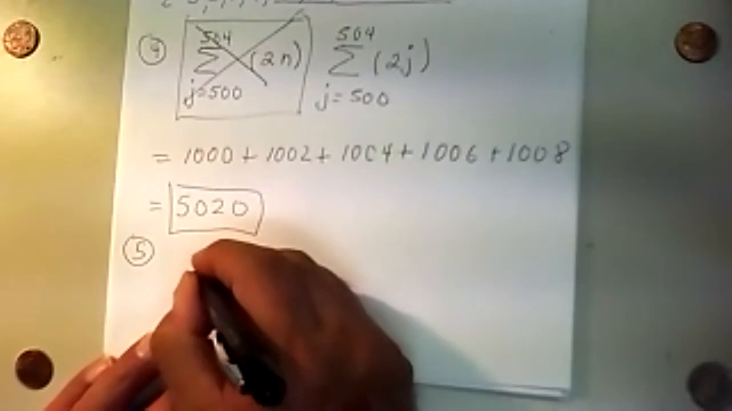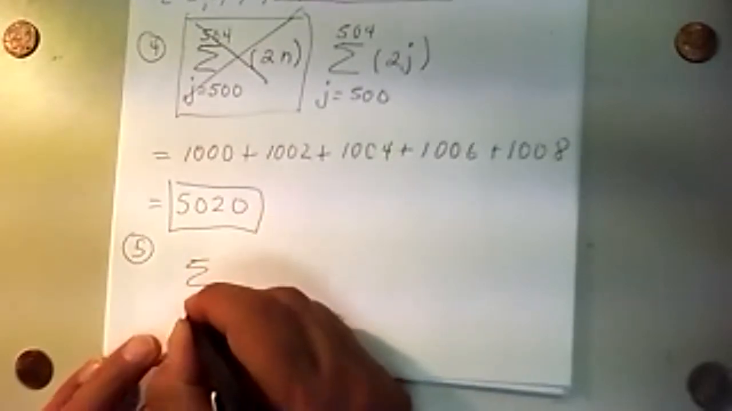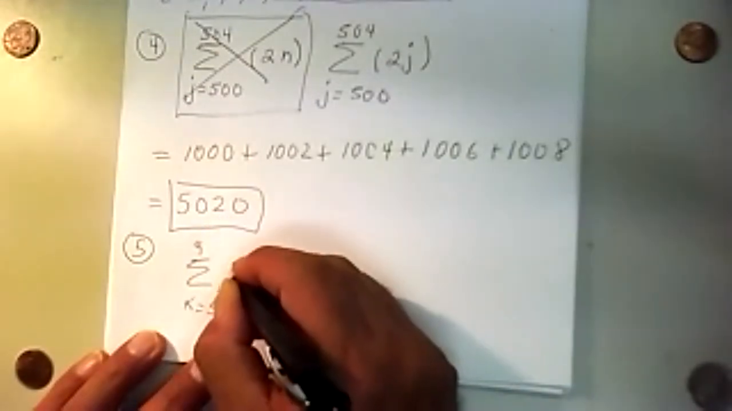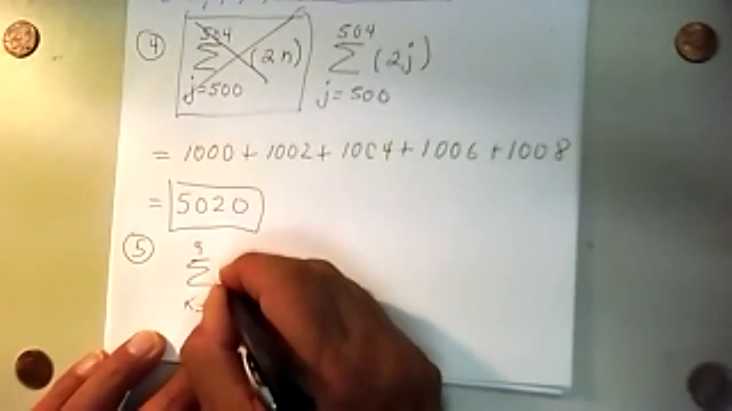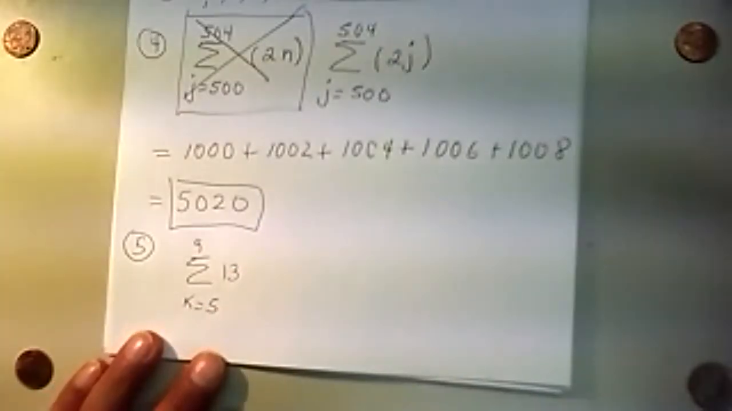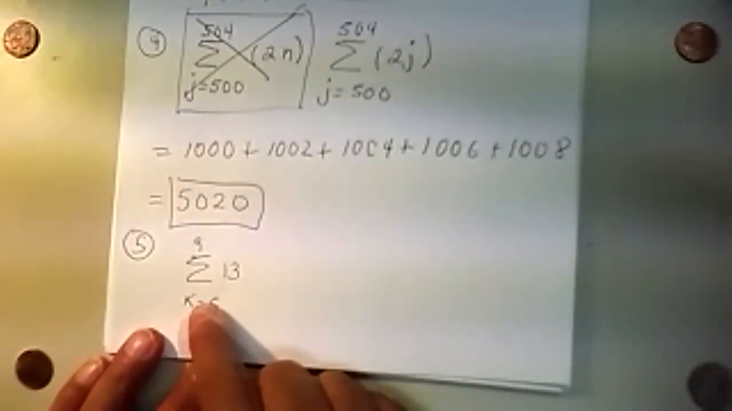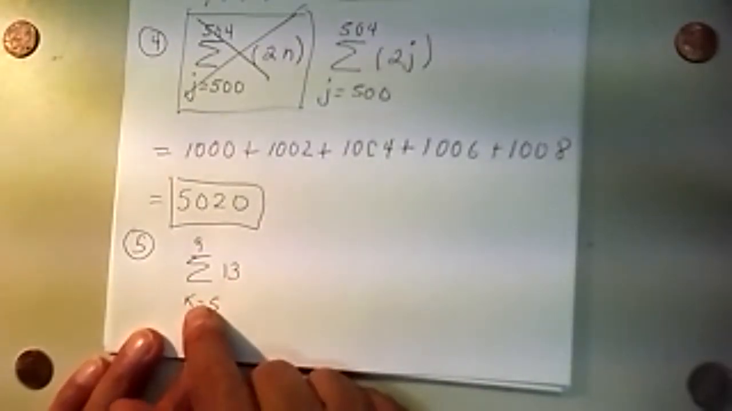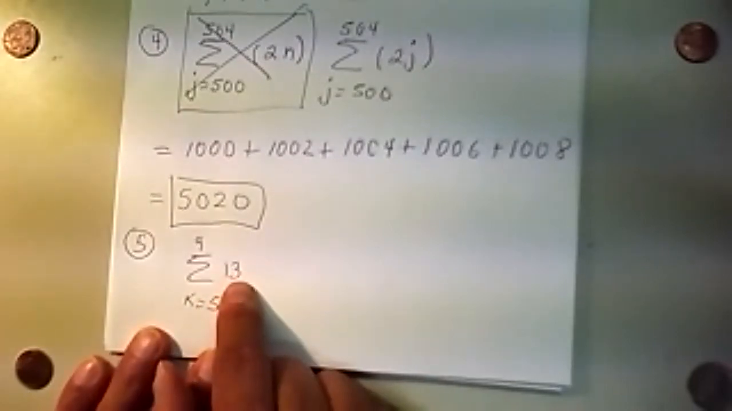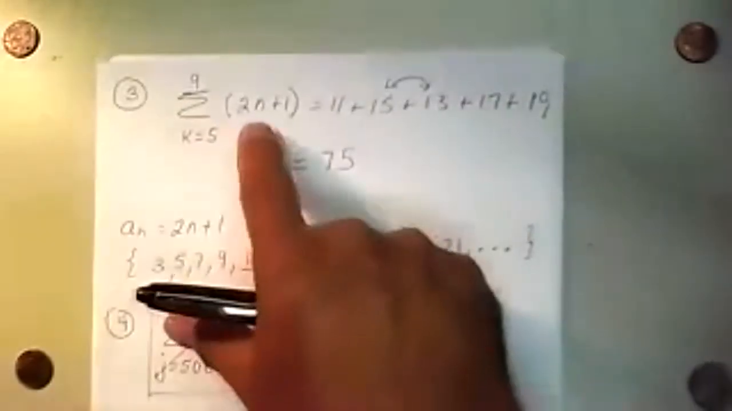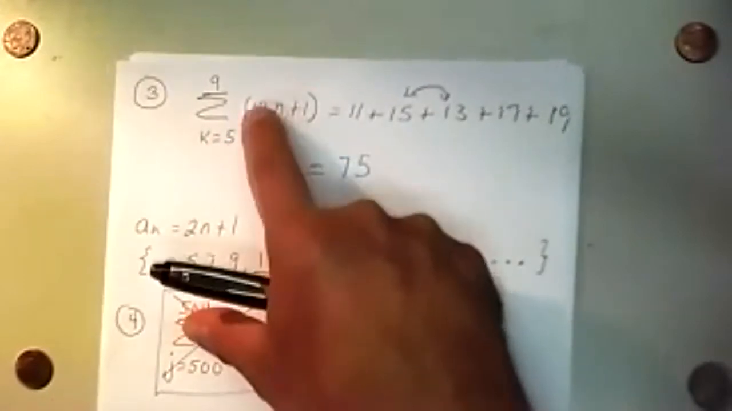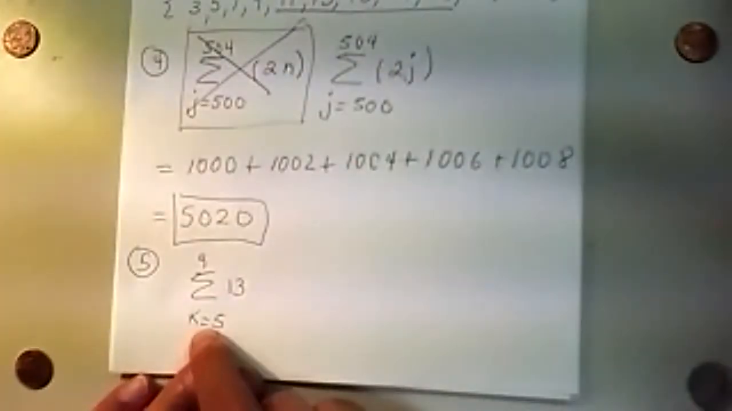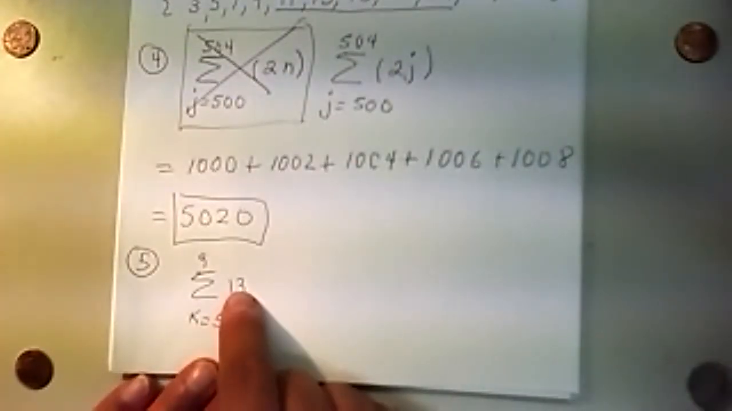Okay, say we have the sum from k equals 5 to 9 of 13. Now, 13 doesn't have any k. You may be thinking, hey, that's confusing. It is, but it's a valid thing. So is this confusing because there's no k? In these formulas, there's a k, and the index shows up in the terms of the summation. But here, the k doesn't show up. The index doesn't show up.